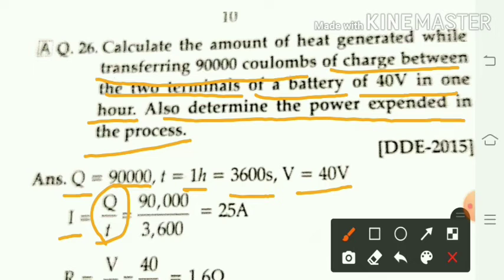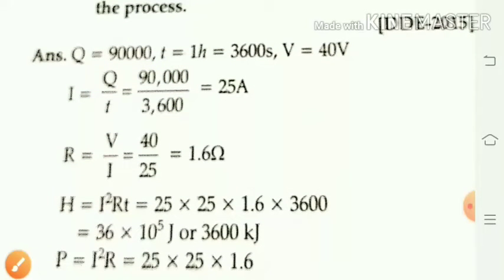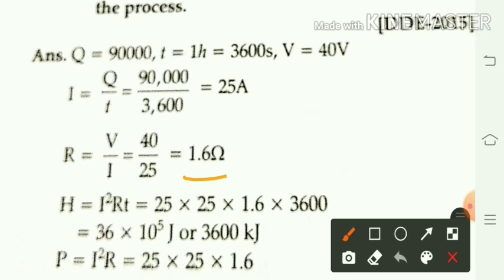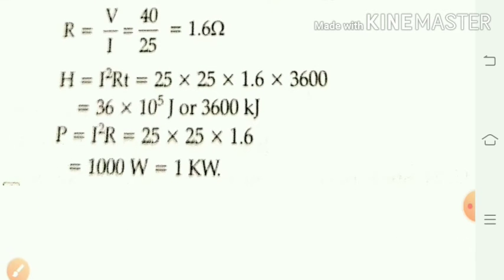By putting its values, we are getting the value as 25 ampere. Again, we can calculate the R value. R is equal to V by I according to Ohm's law. As you know, the voltage value is 40. The electric current value we got is 25 ampere. So, 40 by 25 we get as 1.6 ohm. Now, we have to calculate the heat energy generated as well as power.